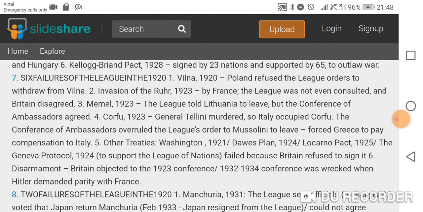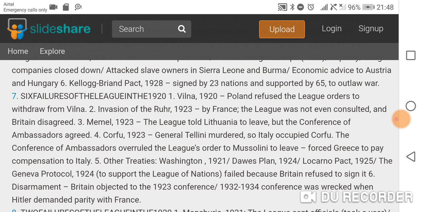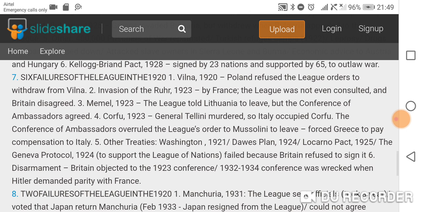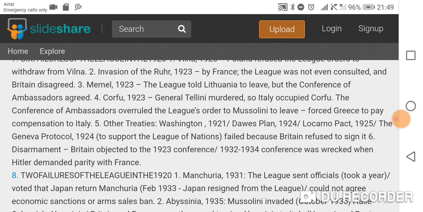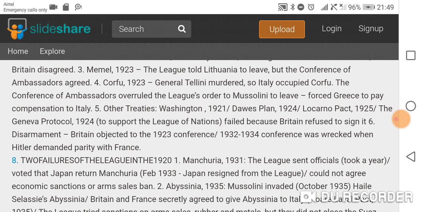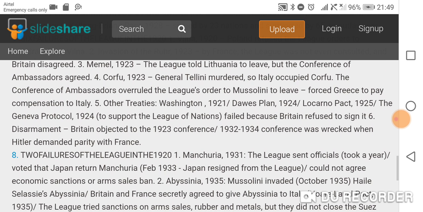So the fifth, we'll look at just a few failures of the League, was with regards to Washington. And then we have the 1921 Dawes Plan. Then we also have the 1924 Locarno Pact, the 1925 Geneva Protocol, and then in 1924, with regards to supporting the League of Nations, this failed because the League refused to sign it. This was the Geneva Protocol of 1924.